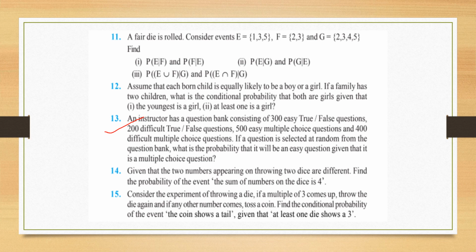So see, we take the example of, say, question number 15. Consider the experiment of throwing a die. If a multiple of 3 comes up, throw the die again, and if any other number comes, toss a coin. So this is the case of a multiple event sample space, like the questions we did in our class 11, in which we framed the sample spaces, okay? And then the conditional probability of the event that the coin shows a tail. So this is my desired event, that the coin shows a tail, given that at least one die shows a 3, right? So this event has already occurred. So you can frame the events, and if this is, say, event A and this is B, you have to calculate probability of A under B, right?